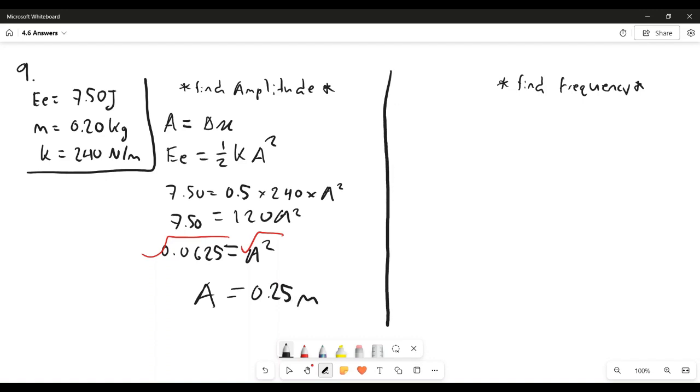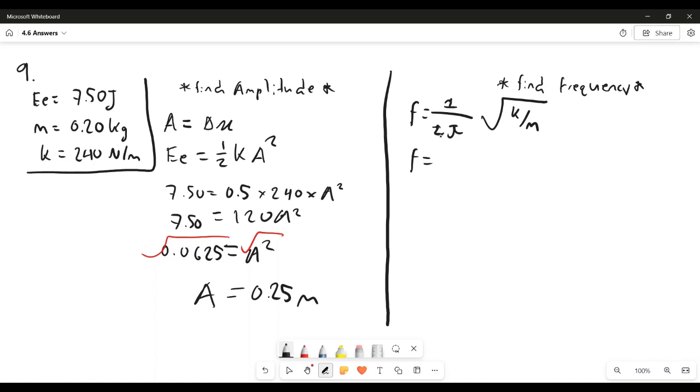So that's amplitude. When it comes to finding frequency, remembering the frequency equation could be a little bit difficult, but if you are given a formula sheet, it should be on there. 1 over 2 pi multiplied by the root of k divided by m. So this is the equation. And so we can simply just plug in everything we know.